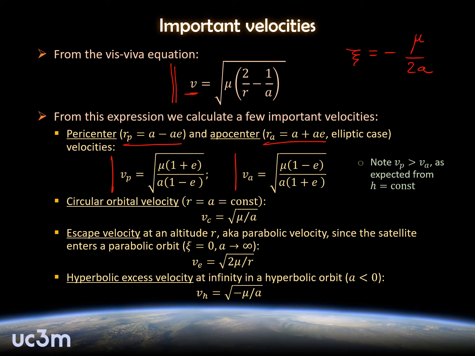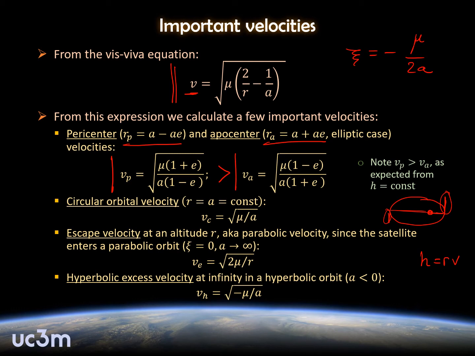And observe also that the velocity at the pericenter is greater than the velocity at the apocenter. Okay, and that actually makes sense because in your orbit you have a smaller radius at the pericenter and a larger radius at the apocenter. And since h at these points, where the position and the velocity vector are orthogonal, is equal to r times v, then this means that the velocity here has to be much larger than the velocity here. All right, so this makes sense with this expectation.